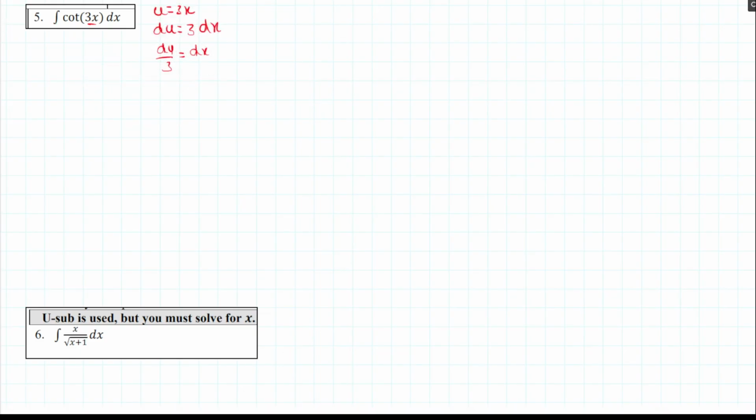So integral cot 3x can be written as integral cot u, with 3x as u and dx equal to du over 3. So now factor the 1/3, that is 1/3 integration of cot u du.